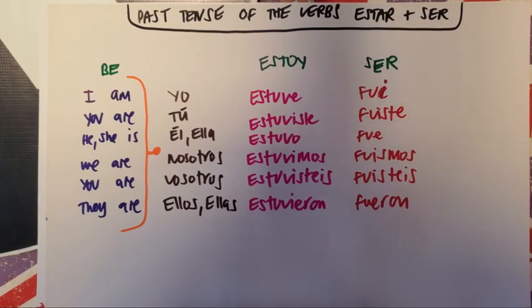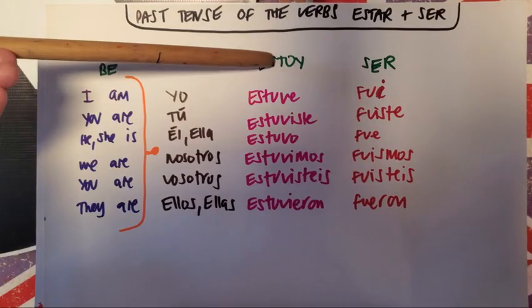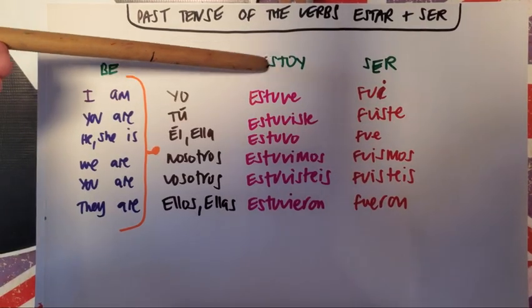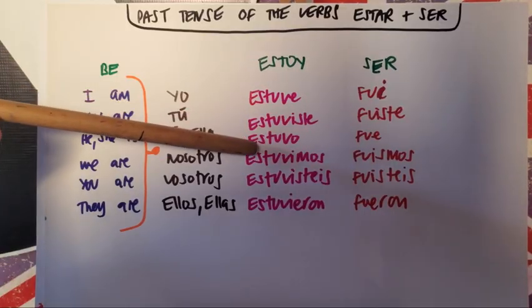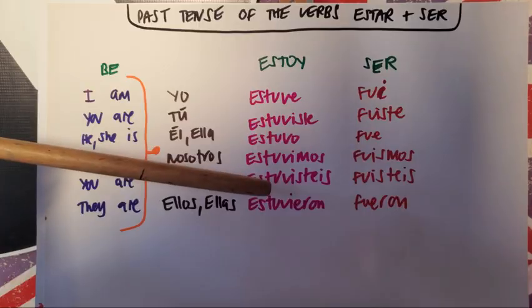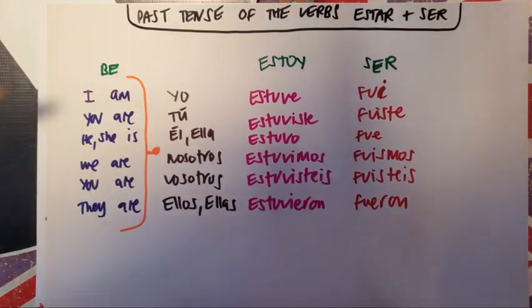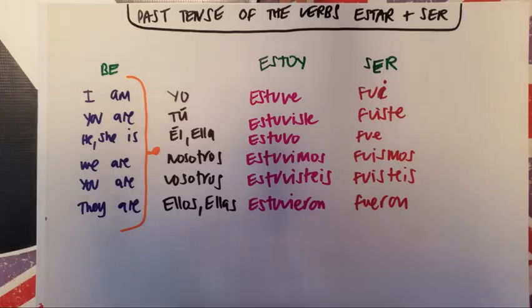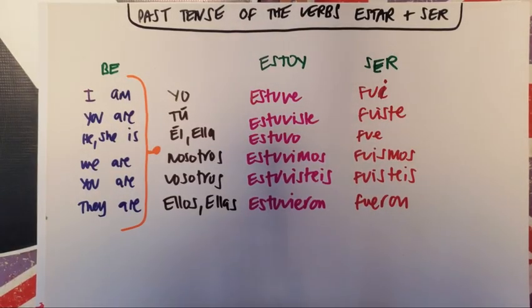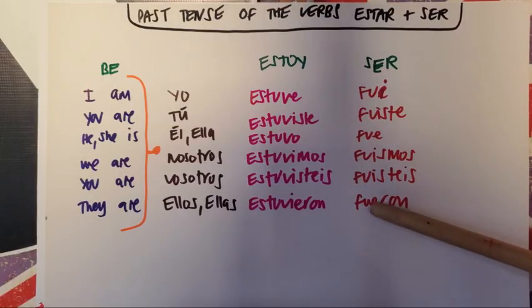The table of estar is simply formed with the preterite tense of estar. So estuve, estuviste, estuvo, estuvimos, estuvisteis, estuvieron. Okay. The past tense of the verb ser: fui, fuiste, fue, fuimos, fuisteis, fueron.